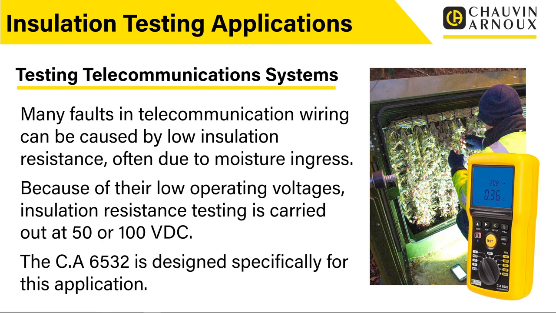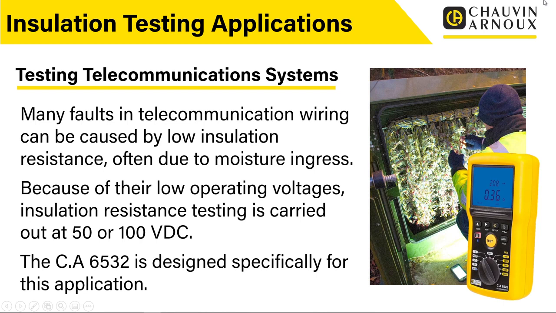But because of the low operating voltages used in the telephone system, and also the sensitivity of some of the equipment there, you wouldn't really want to go zapping away with 1,000 volts or 500 volts. So in many cases, it's just a 50 volts or 100 volts insulation resistance test that's carried out, and that's enough to diagnose if there is a problem. You can actually see that there is a drop in insulation resistance.